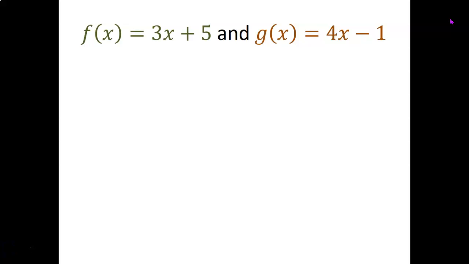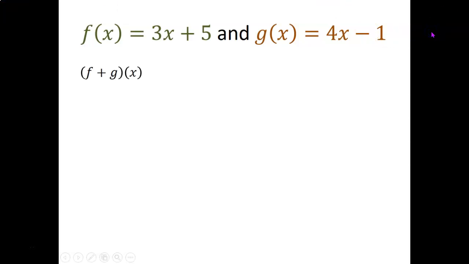So now let's work through some examples. Here we got two functions. f of x is 3x plus 5. In other words, it's the function that takes whatever you give it and gives you 3 times that number plus 5 as the output. And g of x is 4x minus 1. It takes whatever you give it and gives you 4 times that minus 1. And there's nothing special about these functions. I just picked them for an example.